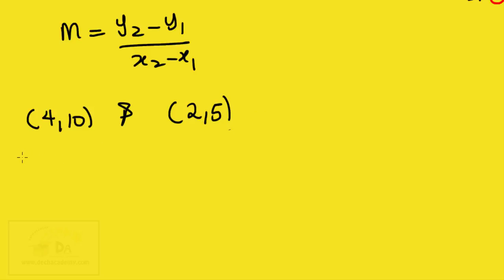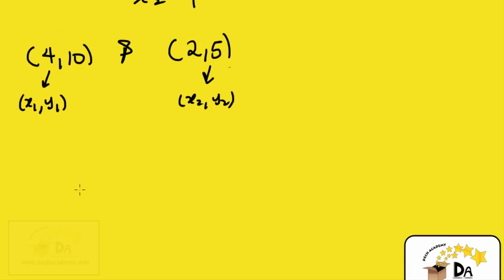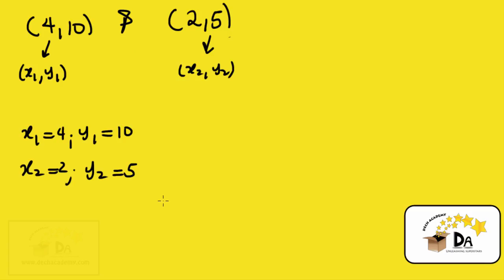Well, I'm just going to say, let this first point be x1, y1, and let the second point be x2 and y2. Therefore, from this, x1 is clearly 4 and y1 is 10. From this, x2 is clearly 2 and y2 is 5. Now I could have called this point x2, y2, and this point x1, y1. It doesn't matter. You still get the same result. You can test it at home.